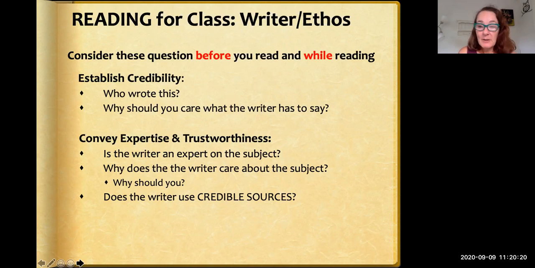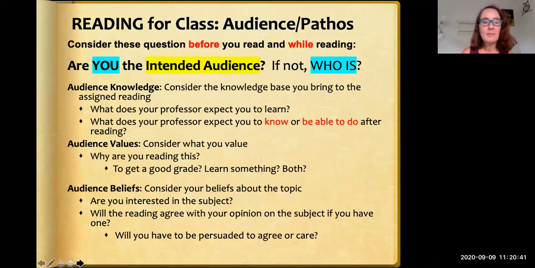Is the writer an expert on the subject? Why does the writer care about the subject? Why should you? Does the writer use credible sources? That is especially important if you're reading a newspaper article written by a reporter. That reporter needs to draw on the expertise of experts, right? They have to quote credible sources on the topic that they're reporting on.